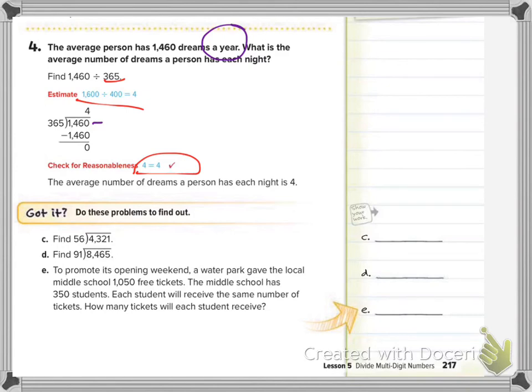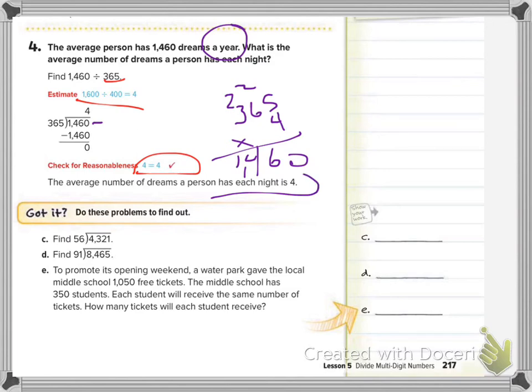Again, guess and check. So 365 times 4 was the first number that they chose. So we have 1,460, which just happened to be exactly the right answer. So the average person has 4 dreams a night. Go ahead and do C, D, and E.